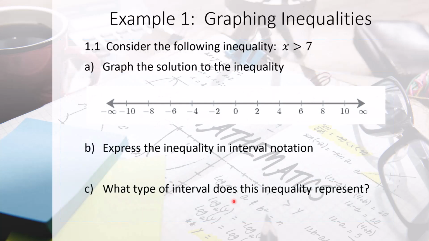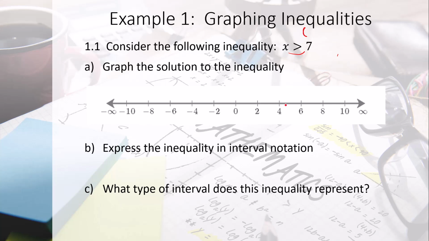The first thing I want to talk about is graphing inequalities, and we're going to do this through examples. And this example hopefully is relatively straightforward. Consider the following inequality. X is strictly greater than 7. We want to graph the solution to that inequality. Well, first notice that we have a strict inequality right here. So accordingly, the symbol in the graph is going to be a parenthesis. So it's going to look like that.